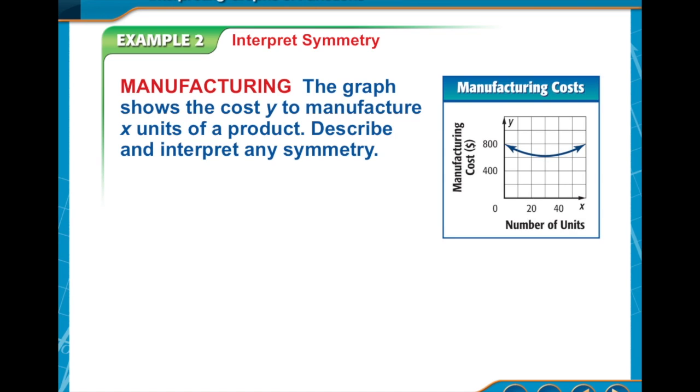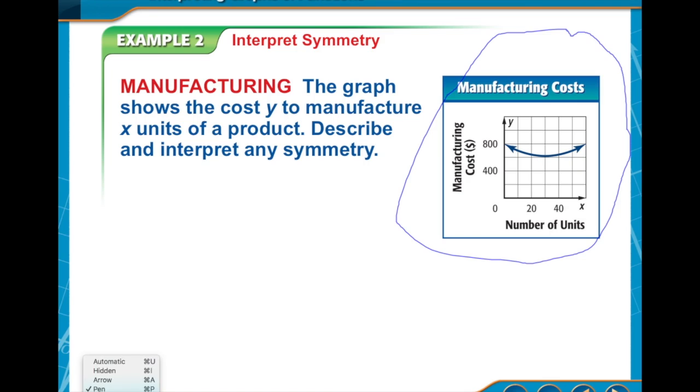Okay, example 2. Make sure the first thing you do is start copying the graph. So you want to make a rough sketch of this graph. Try to get the units semi-close. And we'll look at our y value is the cost. Our x value is the number of units. We're asked to describe and interpret any symmetry that we might see.